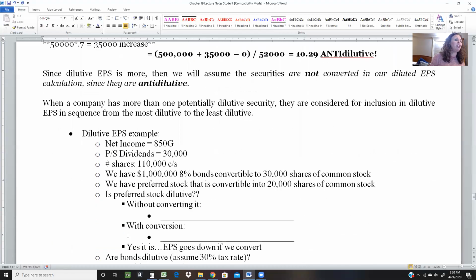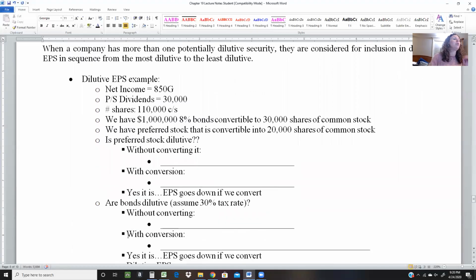So this one is a little bit fancier. Dilutive earnings per share example: we have net income of 850,000. We have preferred stock dividends of 30,000. Our number of common shares outstanding is 110,000. We have $1,000,000 of 8% bonds convertible to 30,000 shares of common stock. And then we have preferred stock that's convertible into 20,000 shares of common stock.